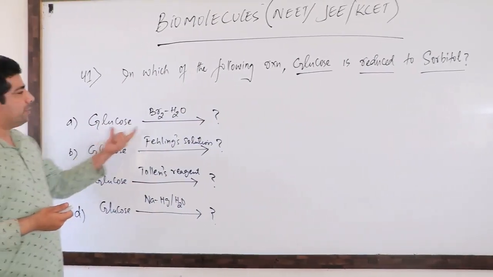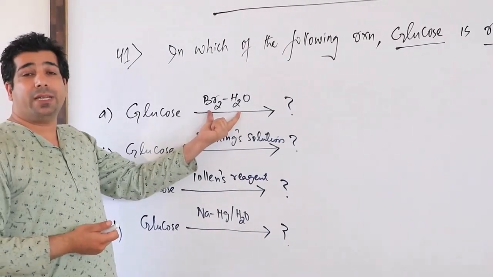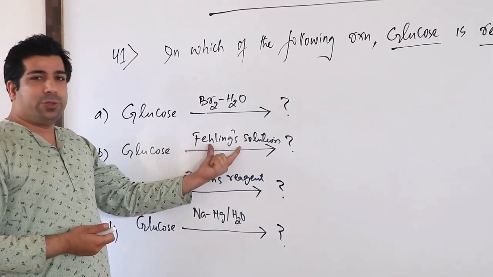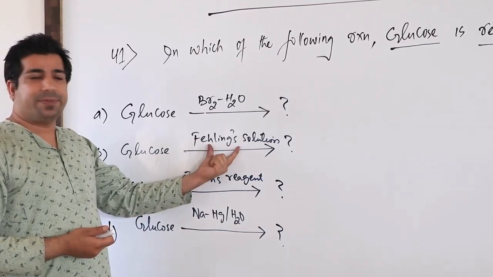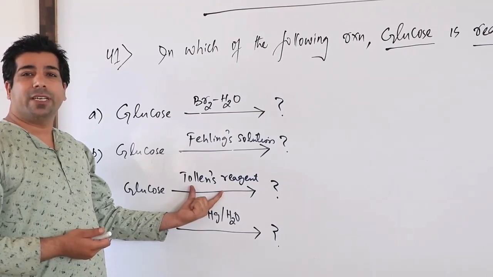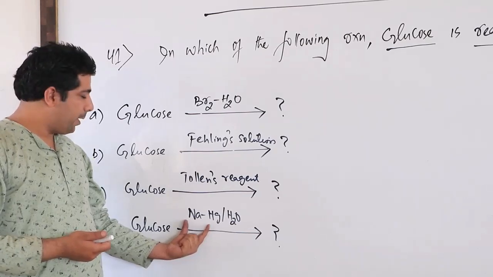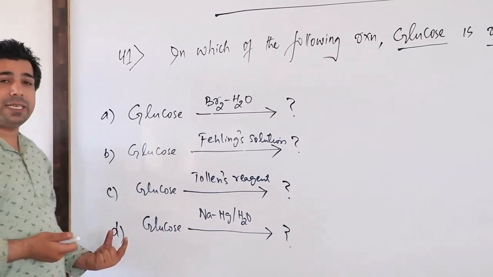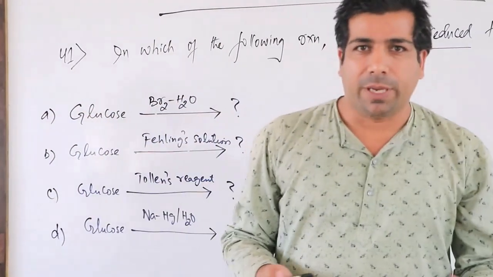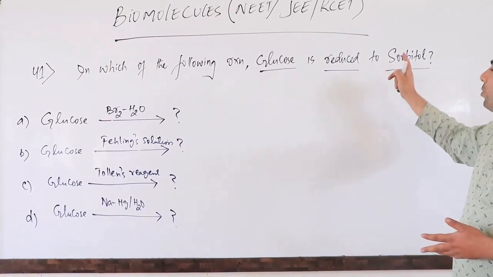The glucose in presence of bromine water. Bromine water is a mild oxidizing agent, correct? And Fehling solution is also an oxidizing agent. Tollens reagent is also an oxidizing agent. And the last one is sodium amalgam. That sodium amalgam is basically a reducing agent. So your answer is D option, because we are telling here glucose is reduced to sorbitol.